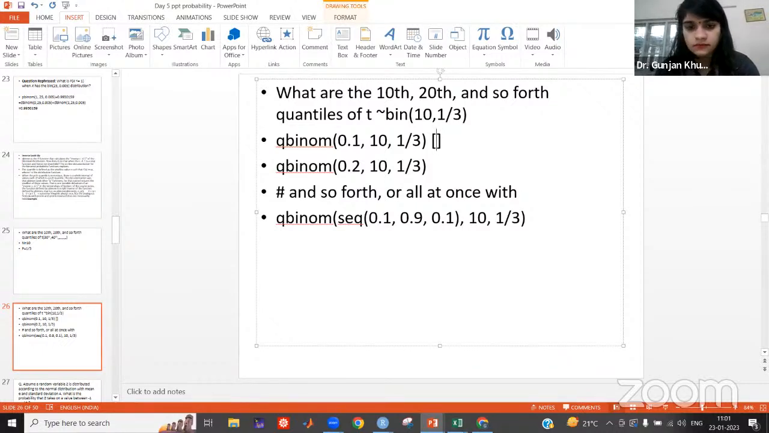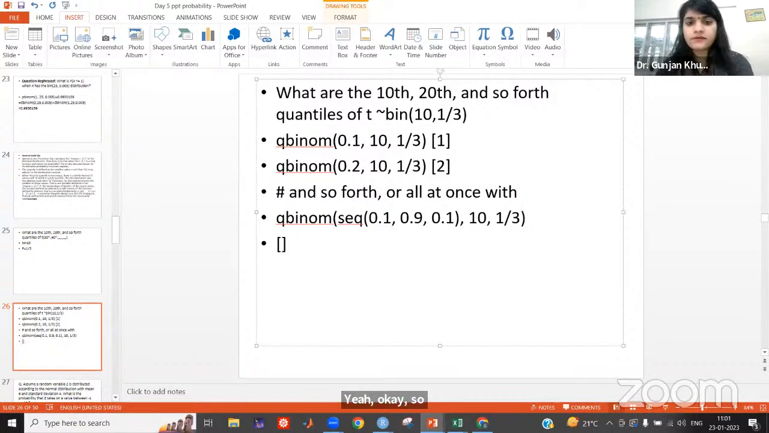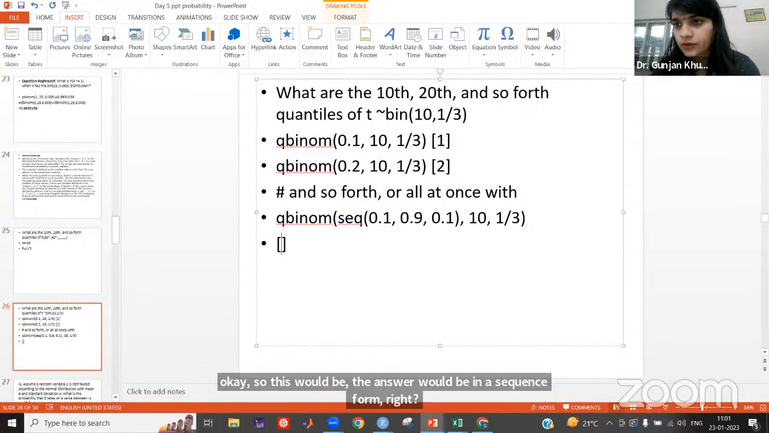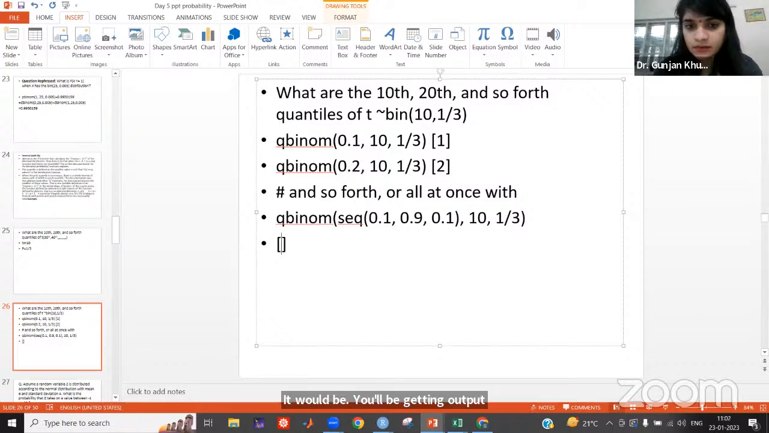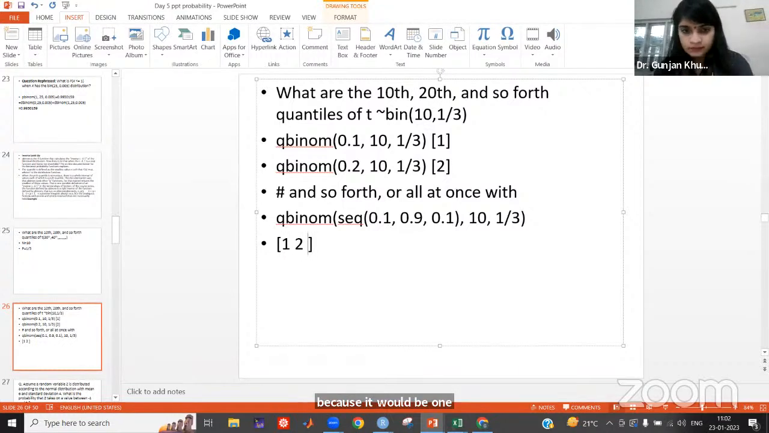Ma'am, 1. This is what? 1. Shabana, 1. Okay. Then what about this? 2. Okay. So the answer would be in a sequence form, right? You'll be getting the output as a sequence, because it would be 1, then space, then 2, then what?